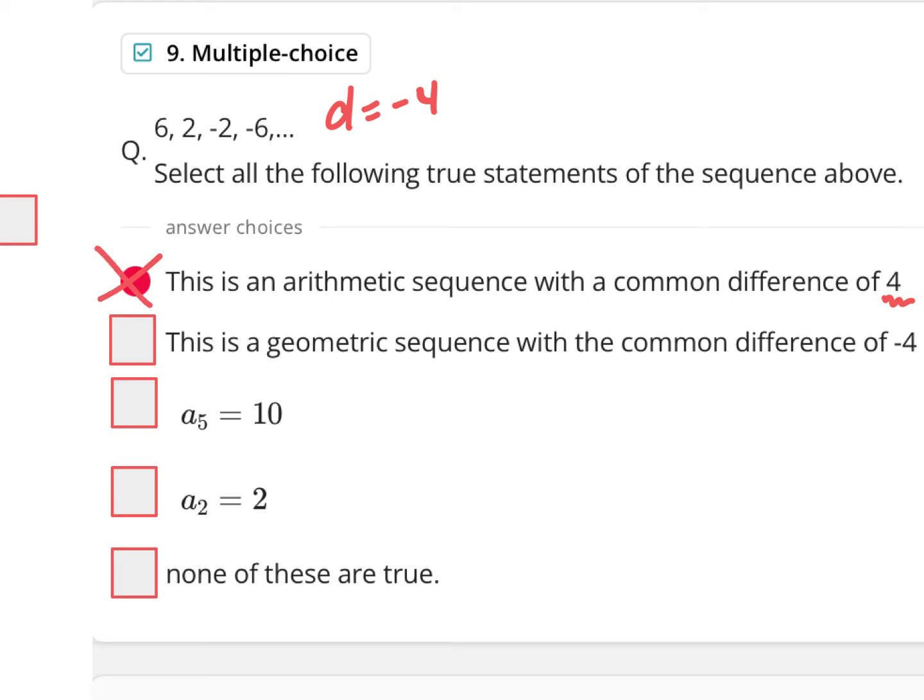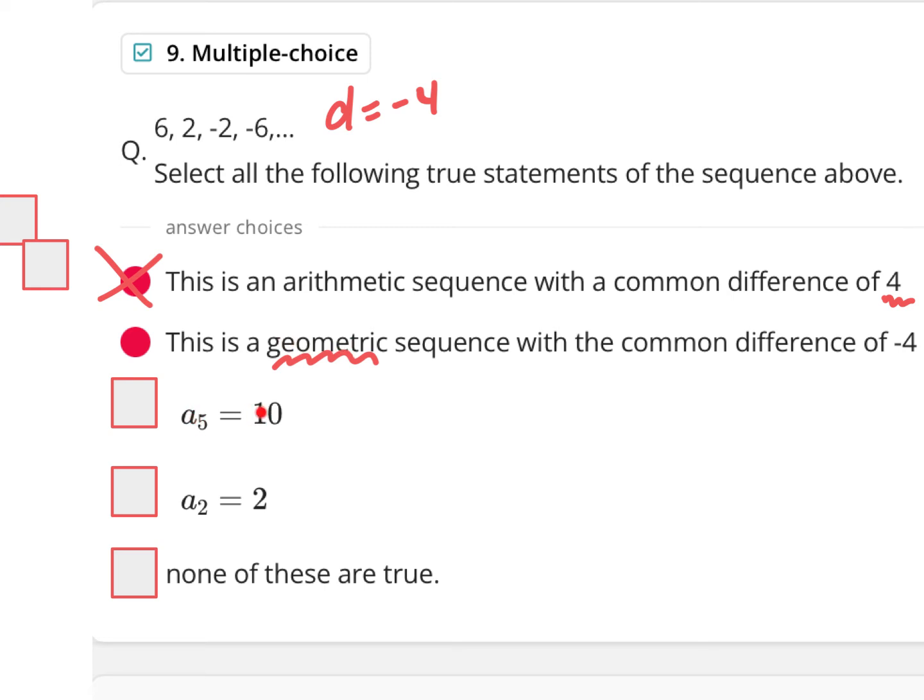Okay, moving on to this next one. This is a geometric sequence with a common difference of negative 4. Well, we already know it's a common difference of negative 4, but if it has a common difference, it's arithmetic, not geometric. So what makes this false is the word geometric. That should have been arithmetic. That's what makes it a false statement. Yes, it does have a common difference of negative 4, but that should read arithmetic.